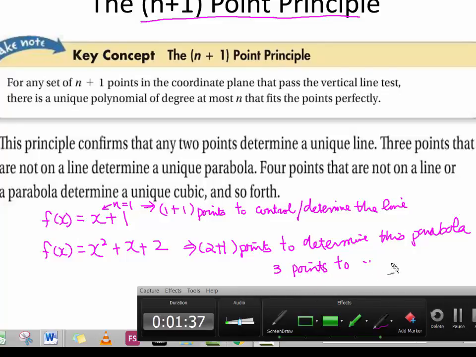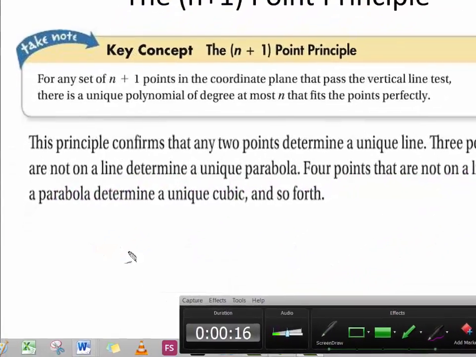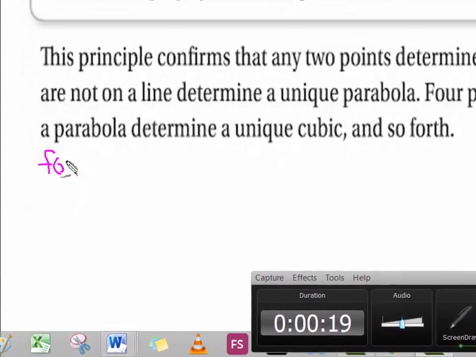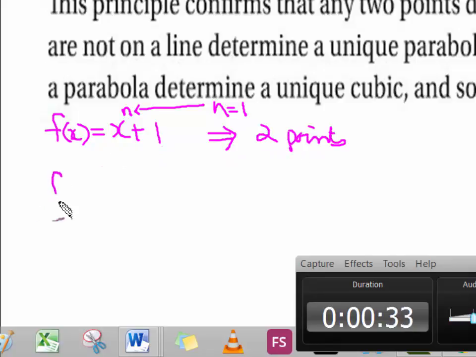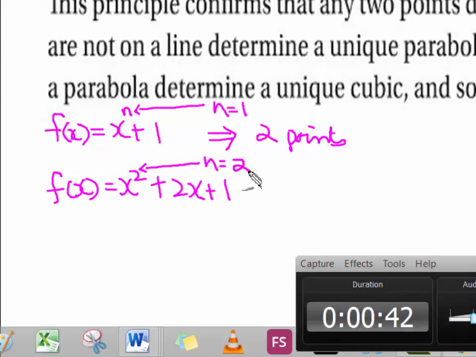In other words, if you're asked to construct the graph of this linear function where n equals 1, then you need 2 points to graph this linear function. And when you're asked to construct a graph for this function where n equals 2, you need 3 points, and so on and so forth.